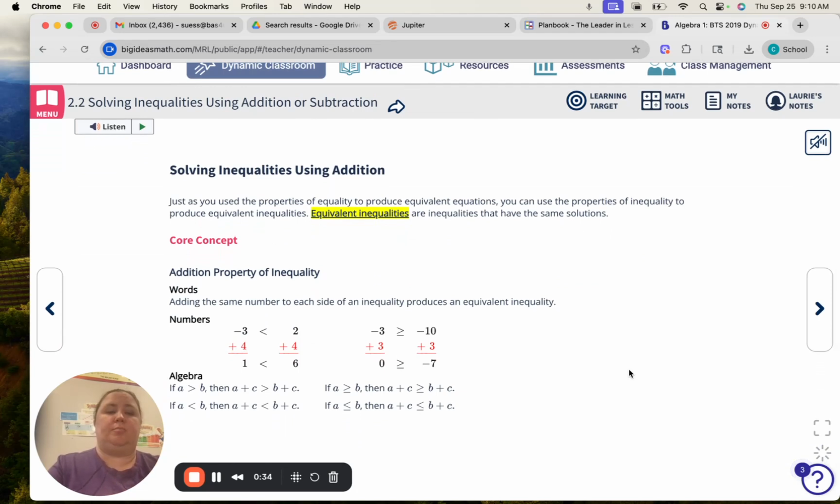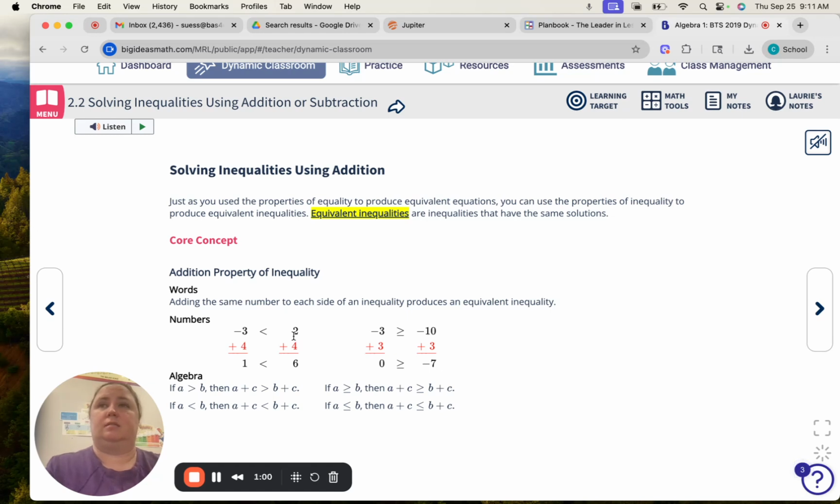So you're using properties of inequality. These are very similar to the properties we did earlier for equations. The addition property of inequality is if it's a negative number, to move it to the other side, you're going to add it. If you add the same number to both sides of an inequality, then it should still be a true statement. For instance, we have negative 3 is less than 2.